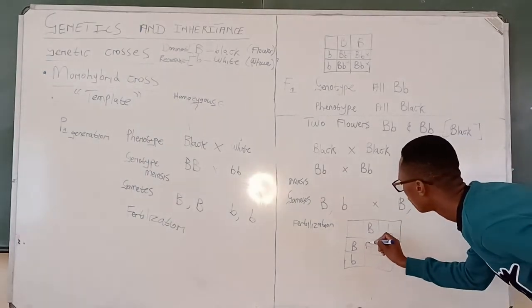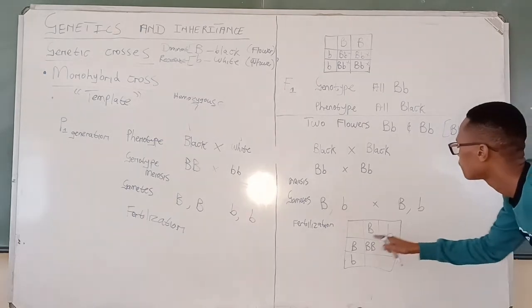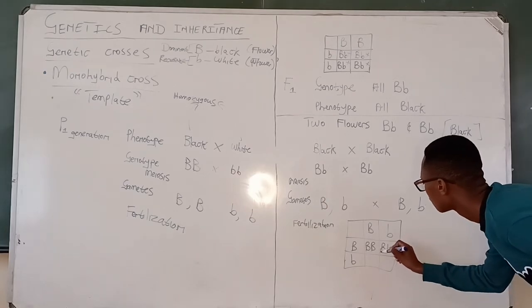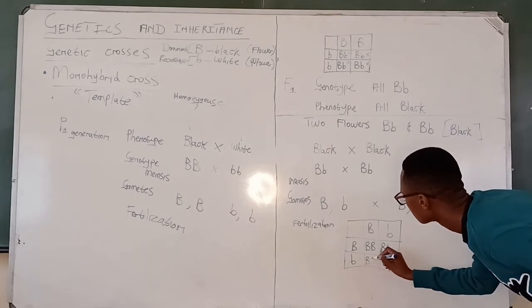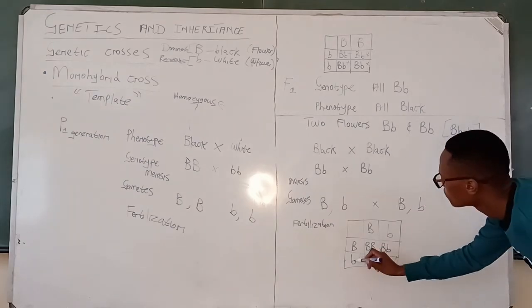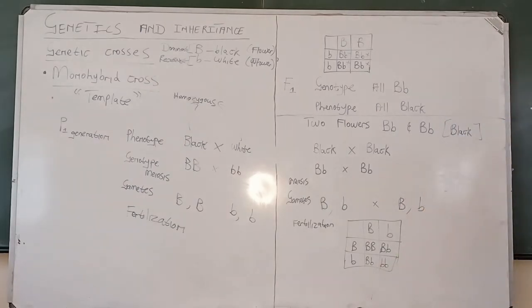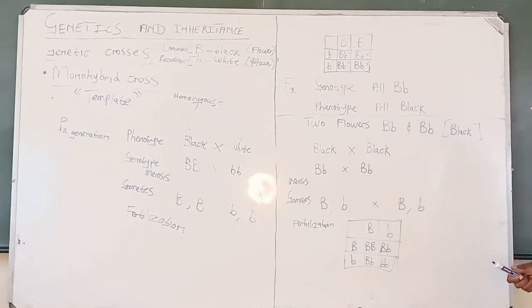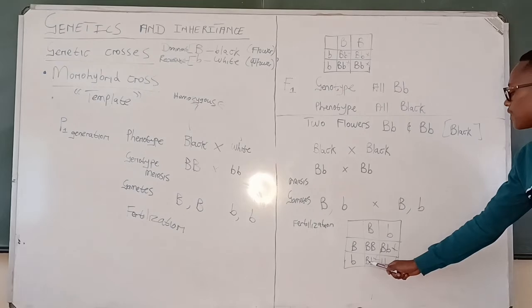So now when they fuse during fertilization, when they combine the gametes, this one can combine with this one to form capital letter B's, and then this one can fuse with this one to form capital letter B, small letter b. Then this one can fuse with this one to form capital letter B, small letter b, and then this one can fuse with this one to form small letter b's. So you can see that after fertilization, the genotype of our offsprings are not the same, they are different. We only have 2 of them that are the same, which is this one and this one, because they have capital letter B, small letter b.